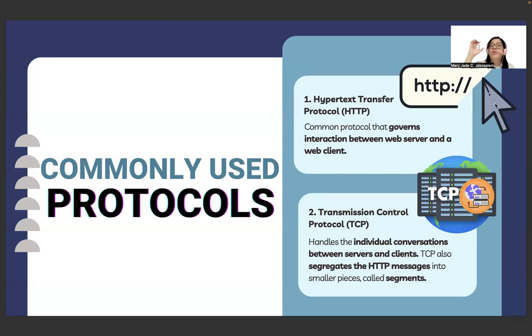Remember in your browser when you try to write in the space in your web browsers, for example, www.google.com. Before that, you could say HTTP, then www.google.com. HTTP actually stands for the Hypertext Transfer Protocol. It's the common protocol that governs interaction between a web server and a web client. A client is the one that requests resources, the server is the one that provides the resources requested by the client. So HTTP is the protocol that governs this interaction.